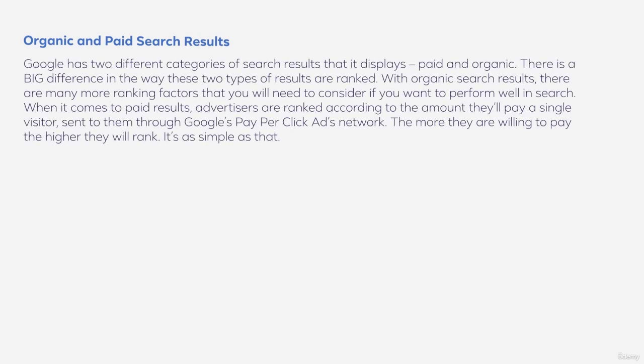Organic and paid search results. Google has two different categories of search results that it displays: paid and organic. There's a big difference in the way these two types of results are ranked.